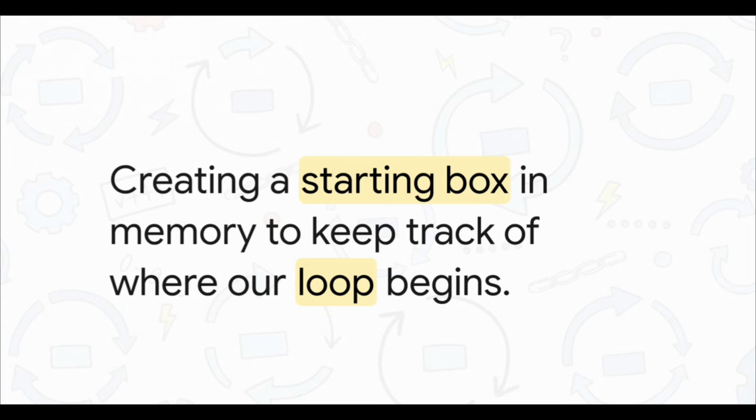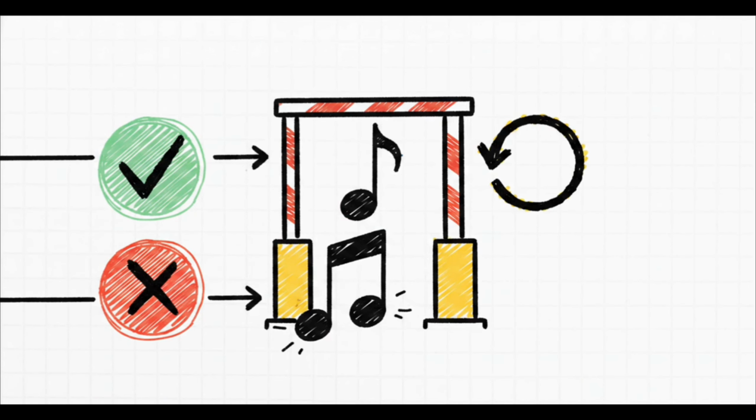It is the very first downbeat of our song, and we only create this starting box once, right at the very beginning, just to set the stage for our repeating rhythm. So once we have our starting beat, we definitely need to know when the song is supposed to end, right? That brings us to step 2, the condition.